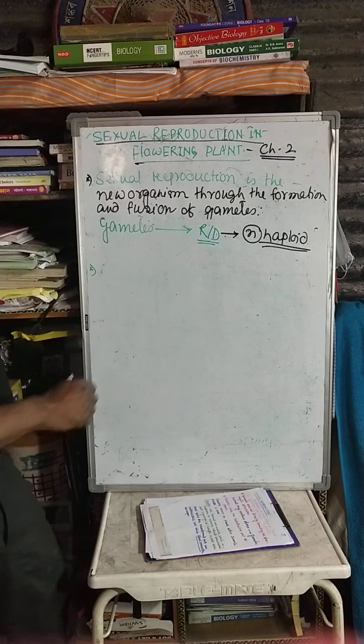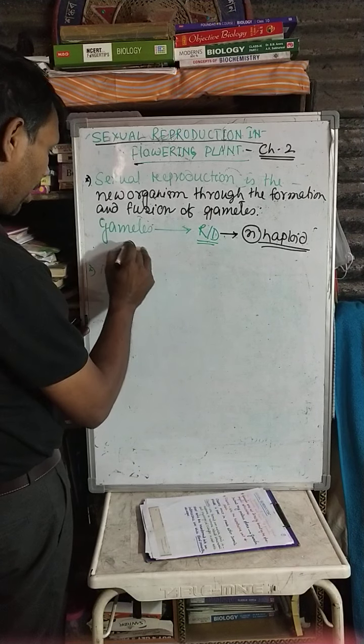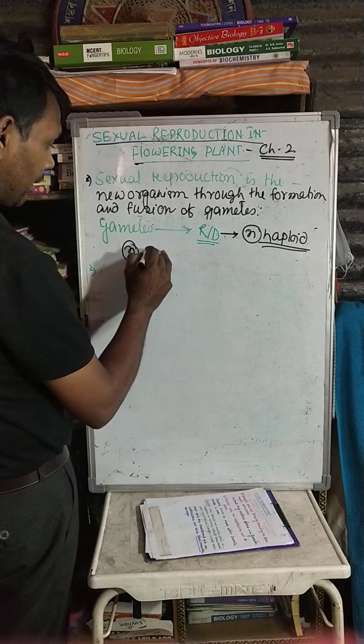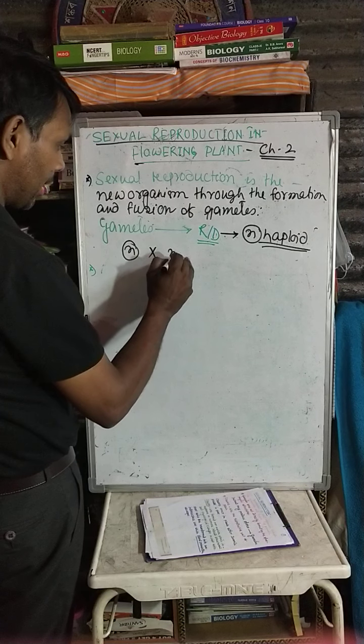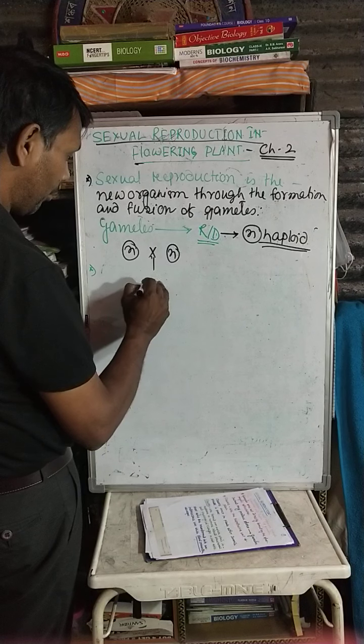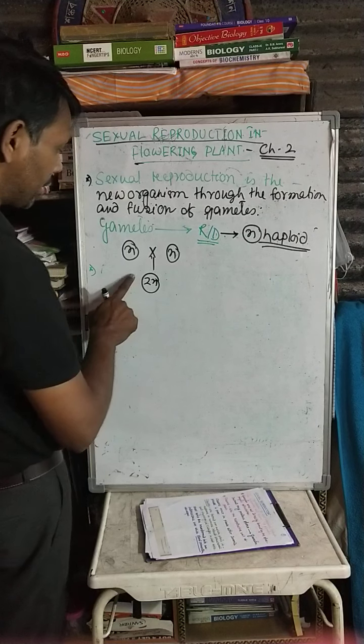So in sexual reproduction, what happens? One n unites with another n, it forms the twice n. This is the sexual reproduction.